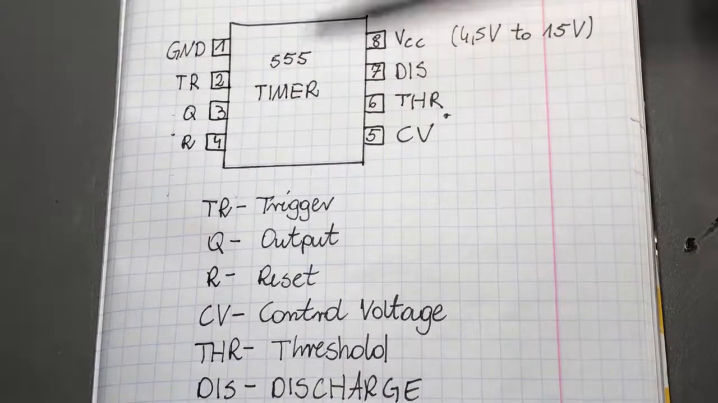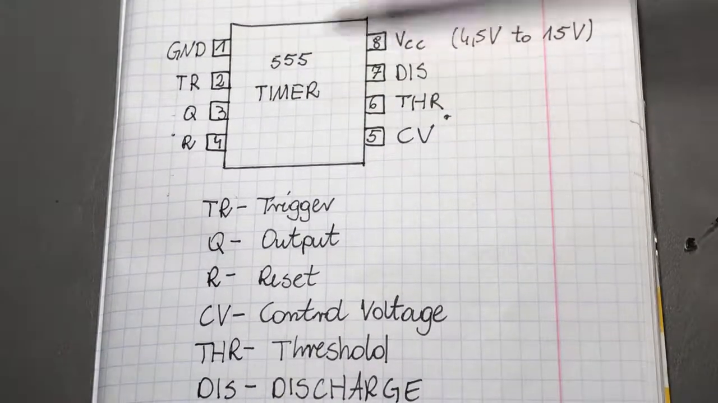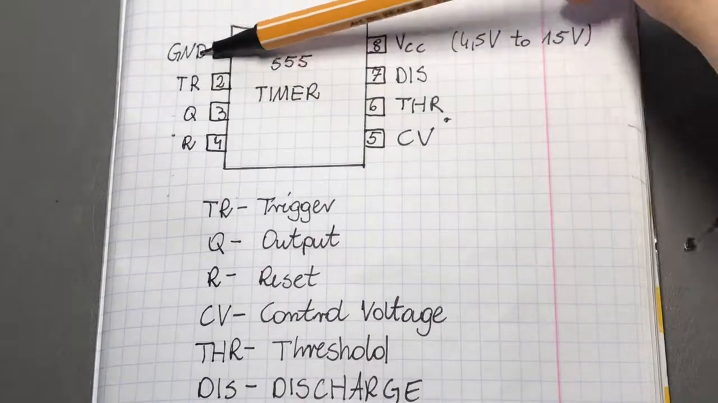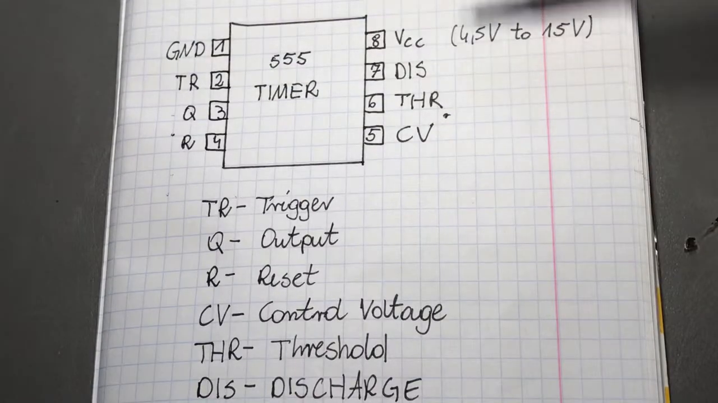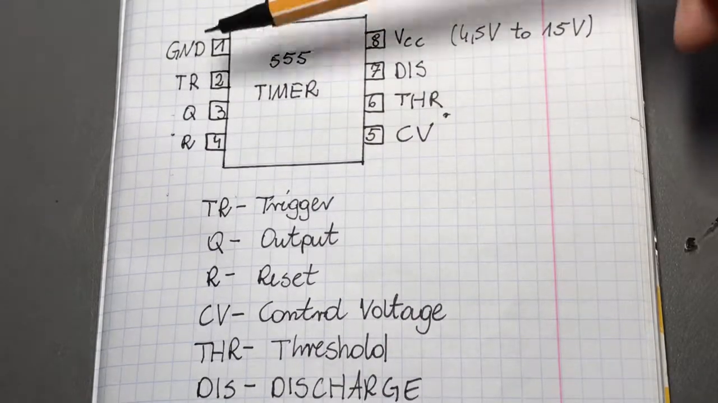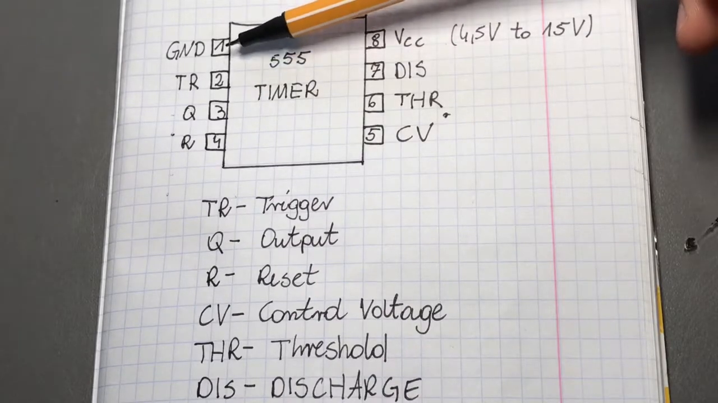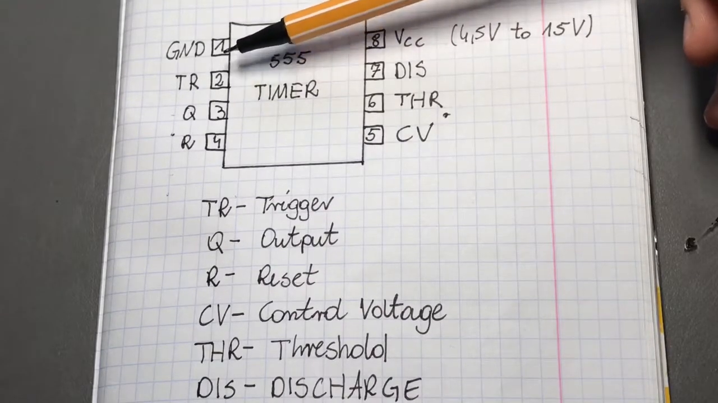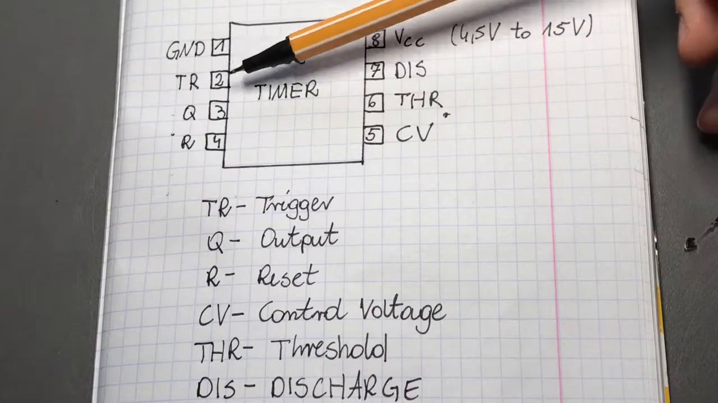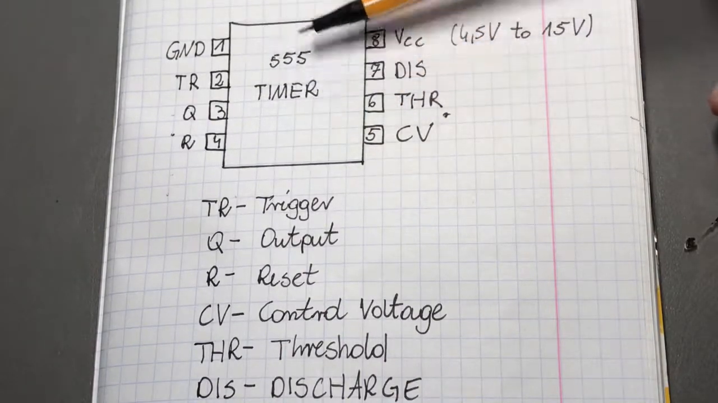Pins 1 and 8 are, as you can see, the supply voltage. On the first one we connect our ground, on the 8th one we connect our supply voltage. Then we have the trigger pin. If we apply a very low voltage to this pin, it will activate the internal timer circuitry.